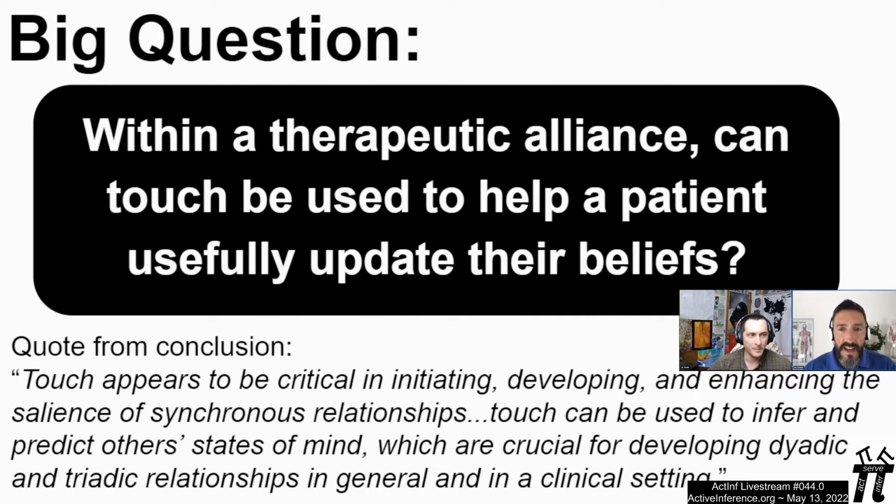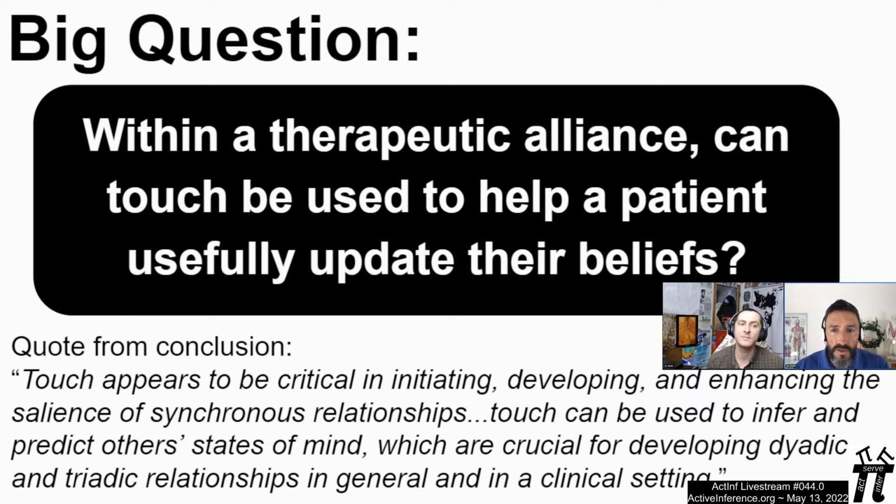So I'd say yes, it looks quite obvious, but then there's usefully updating someone's beliefs. I think that's where it gets interesting, and we can explore that more in dot 1 and dot 2. What is an adaptive update and what is a maladaptive update? Who's setting the policies, and where does synchrony come in? So yeah, loads to explore.